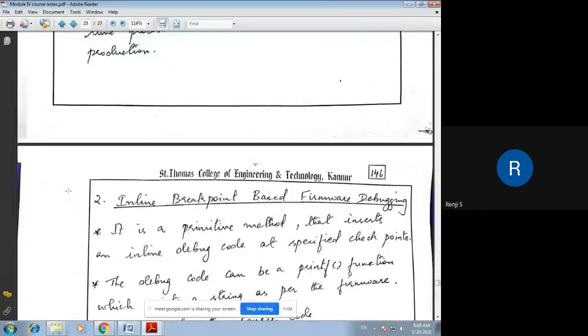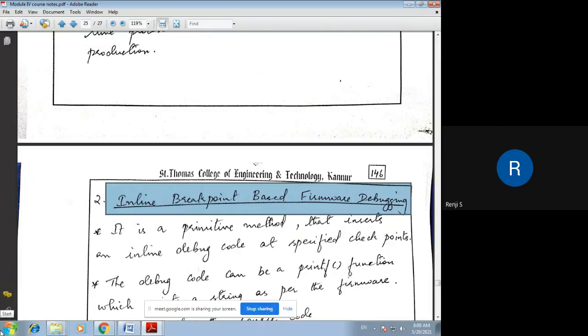Then the second technique is inline breakpoint based firmware debugging. Inline means we are inserting codes in between, and these codes act as breakpoints in our firmware. We can insert debugging codes into the original program and test the program. So that is inline breakpoint based firmware debugging.